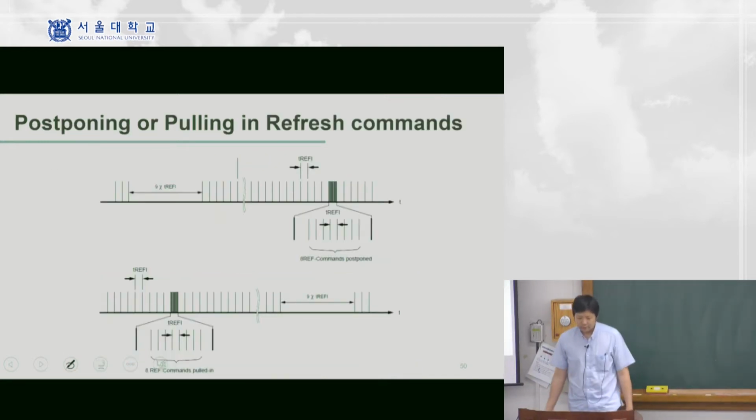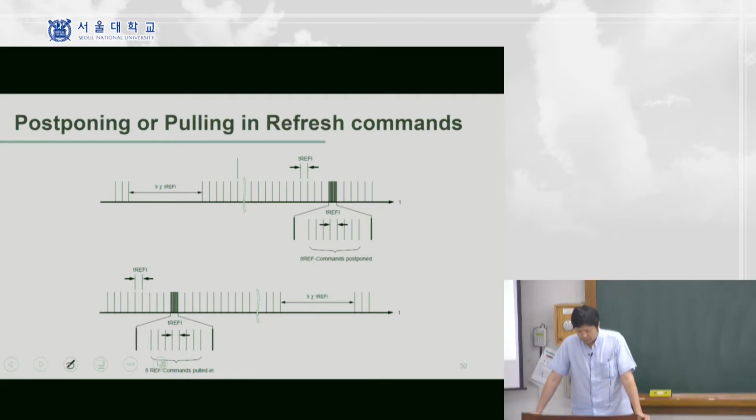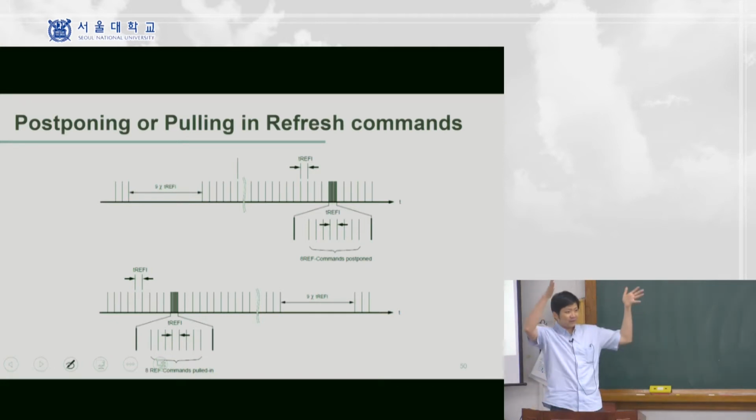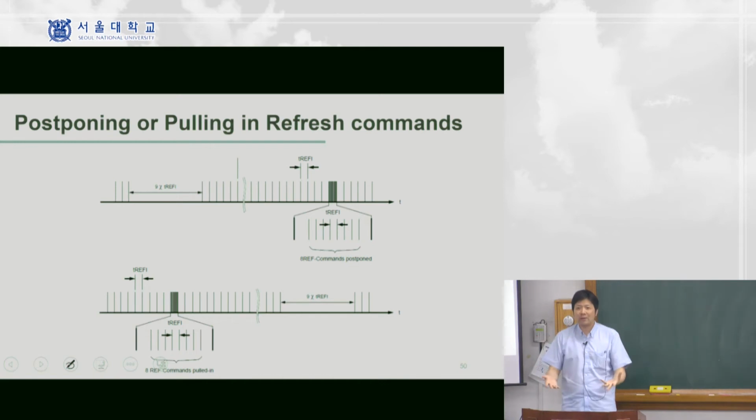And also, modern DRAMs support postponing or pulling refresh commands. Of course, the only requirement we have to satisfy is that during every refresh window, we have to go through and refresh all the rows in the chip. That's the only requirement. So this refresh doesn't have to be at the same interval, right? The only constraint is every row is touched every 64 milliseconds.